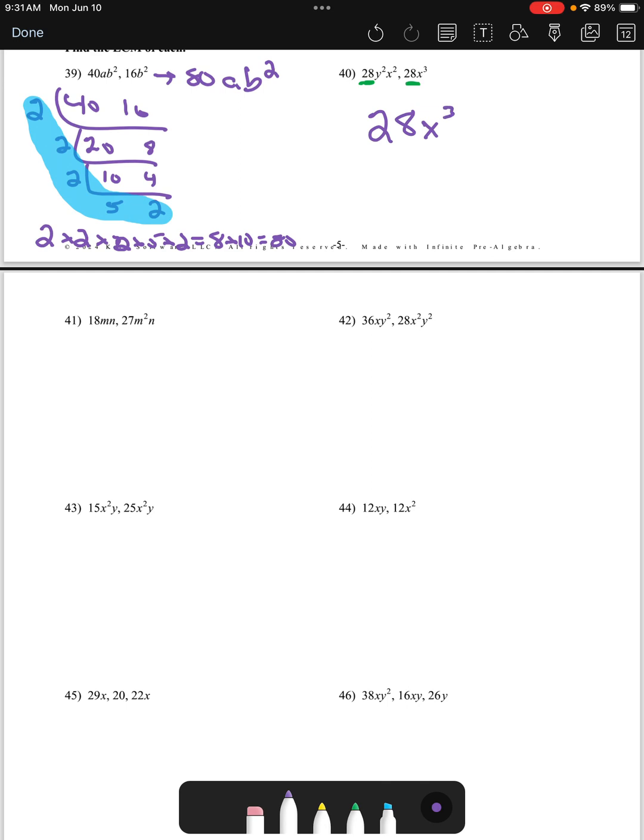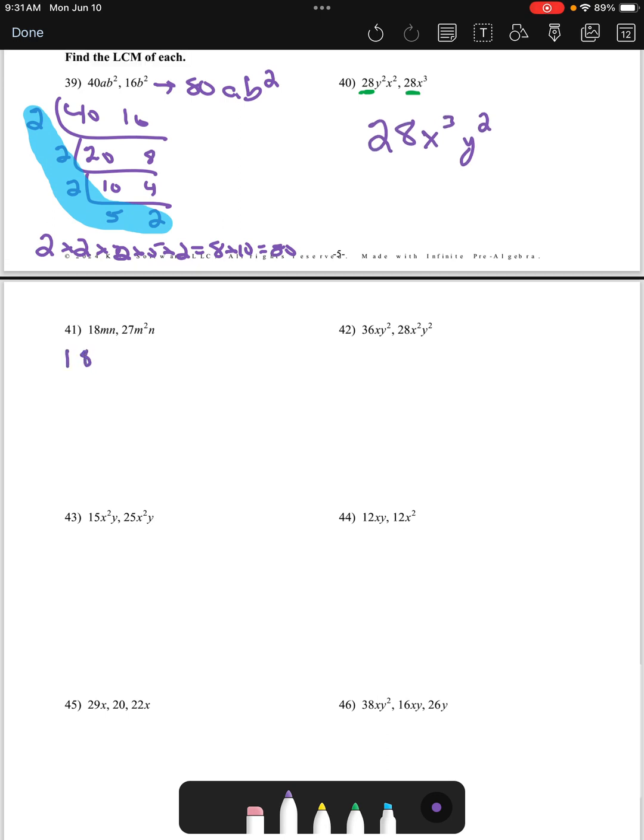Now, let's look at letters. We have x's here, which is the biggest, x to the third power. Least common multiple just says take the biggest of anything you can find. We have y's here, so we grab it and bring it. Least common multiple, when we're talking about variables, says if you have it, you bring it. And if there are multiple types of it, you bring the biggest of those types. So here, these both have x's. We bring the bigger one, x to the third power. There is a y to the second. It must come along.